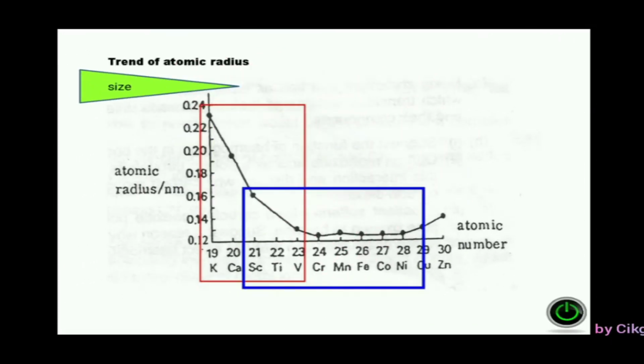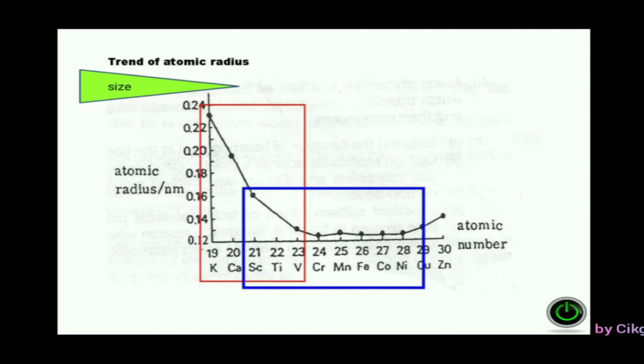So now is the trend of atomic radius. Refer to the graph. You can see that it's decreasing across the period. The red box here refers to potassium, calcium. The pattern of the graph for metal group 1 and group 2 is steeper. It's decreasing more sharply, so the size of potassium, calcium is greater compared to the transition elements here, where the graph pattern is more flattened. The blue box refers to the transition elements, where you see that the size is decreasing.